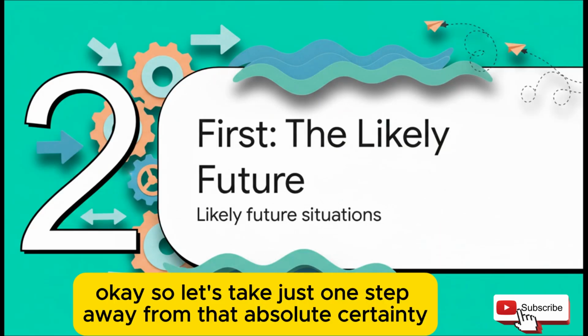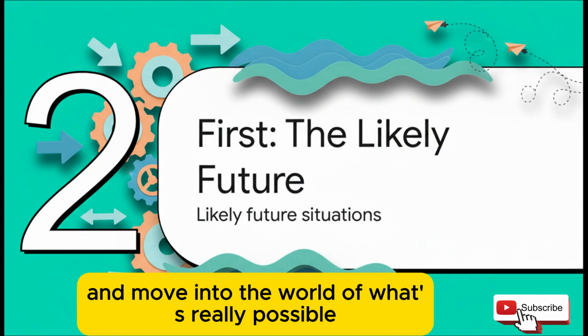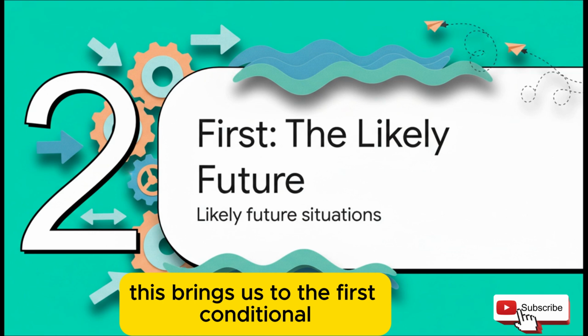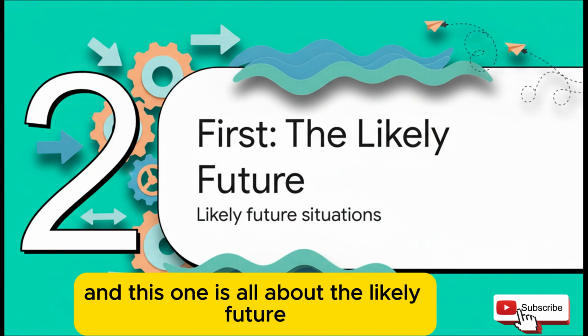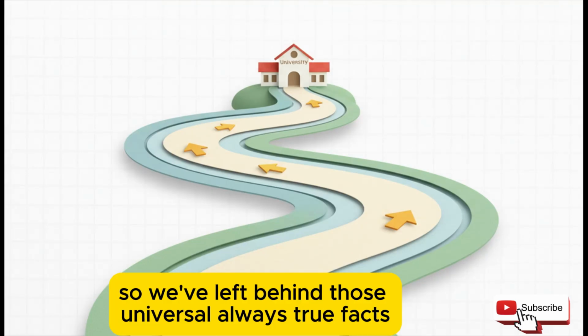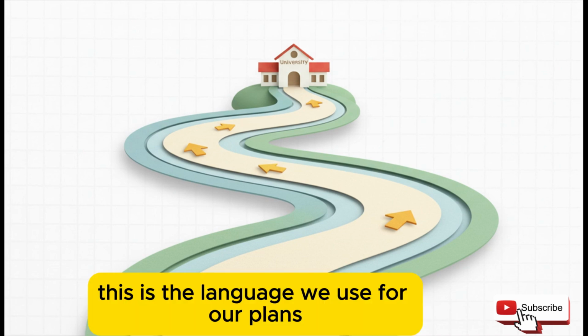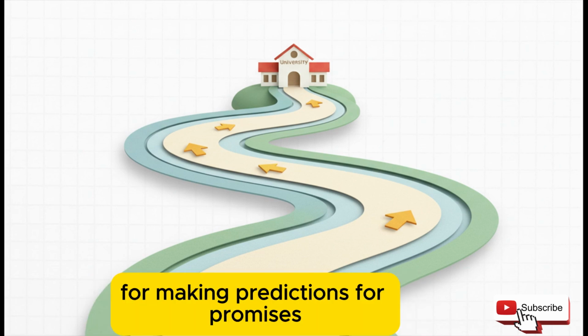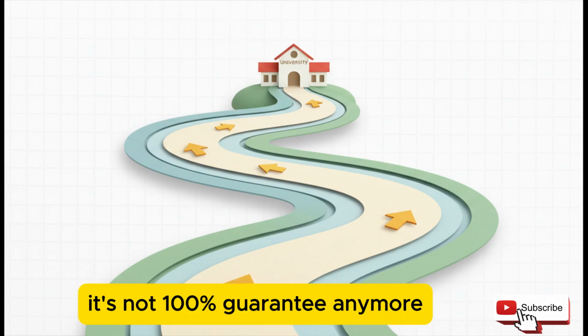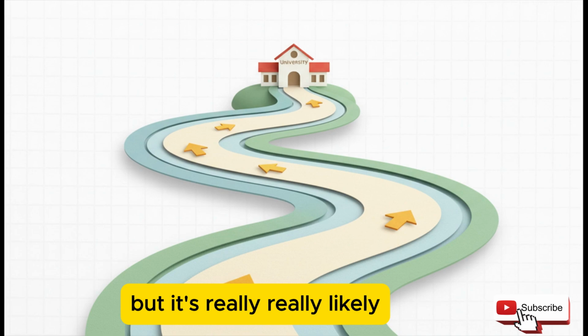Okay, so let's take just one step away from that absolute certainty and move into the world of what's really possible. This brings us to the first conditional, and this one is all about the likely future. So, we've left behind those universal, always true facts. Now we're dealing with specific, real-life situations. This is the language we use for our plans, for making predictions, for promises. It's not a 100% guarantee anymore, but it's really, really likely.